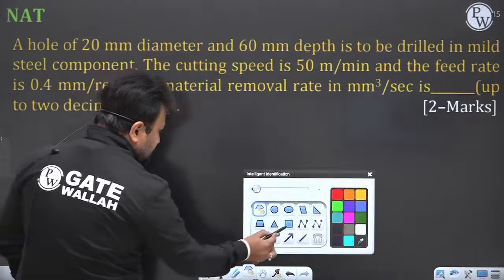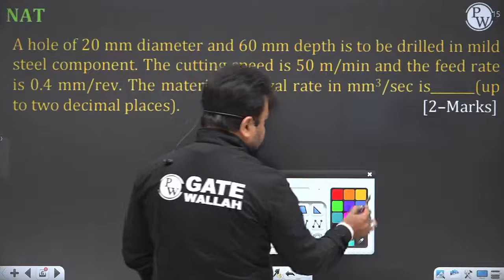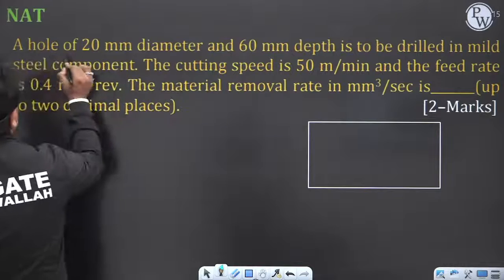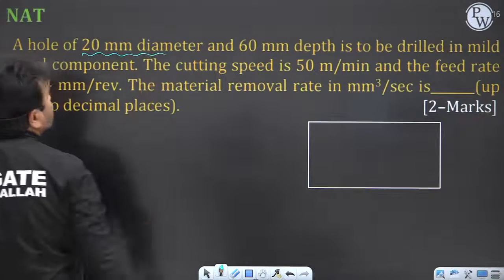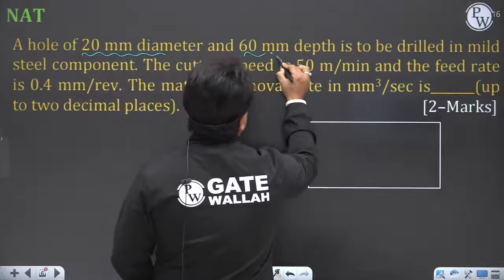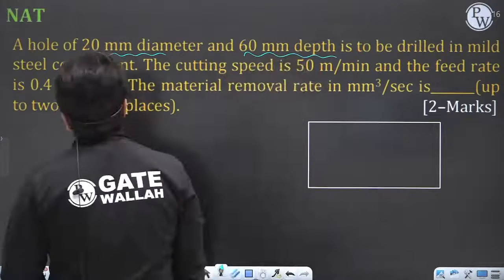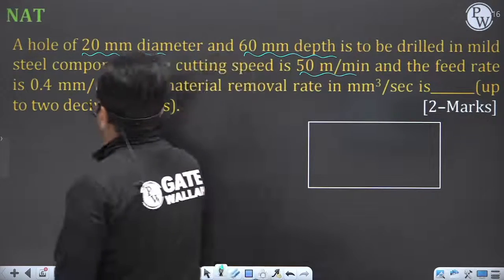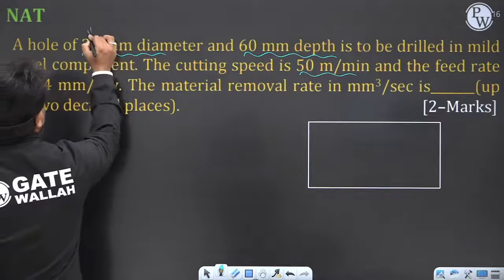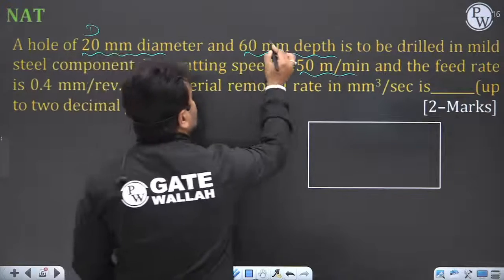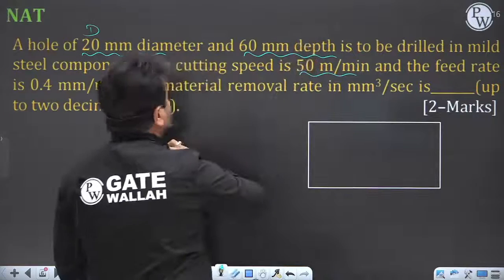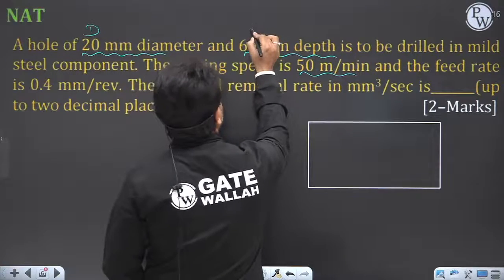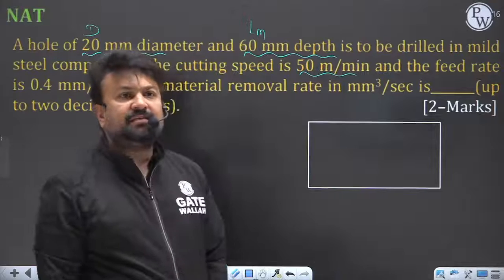Now let me solve this question. It's a very easy question. Look, this is a workpiece, right? And a hole of 20 mm diameter and 60 mm deep is to be drilled in a mild steel component. The cutting speed is given to us and the feed rate is given to us, right? So the diameter is given, my dear, and the depth is given, right? And the material removal rate. I think this will be the total machining length, right?